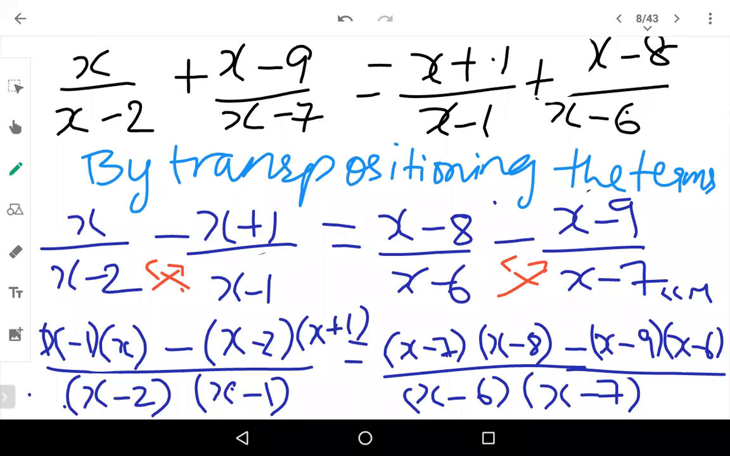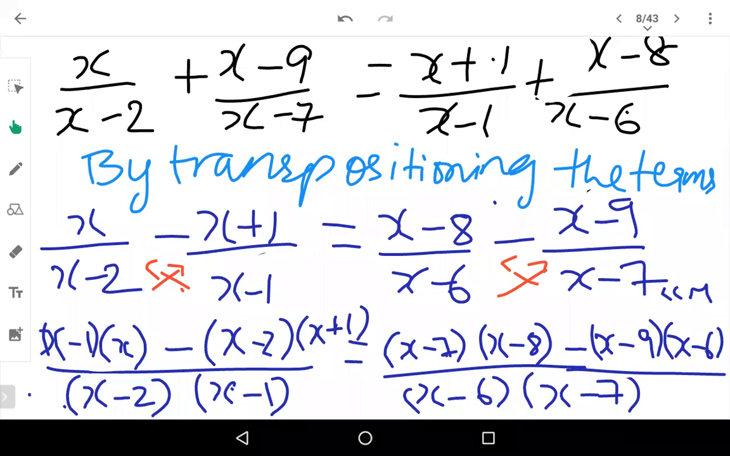Did anyone complete the problem? Did anyone get the value of x? Yes. Nobody got the value of x? Okay, fine. Listen carefully.